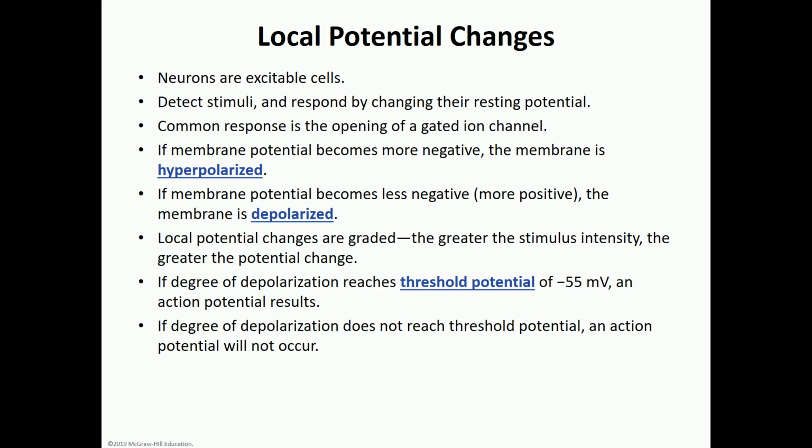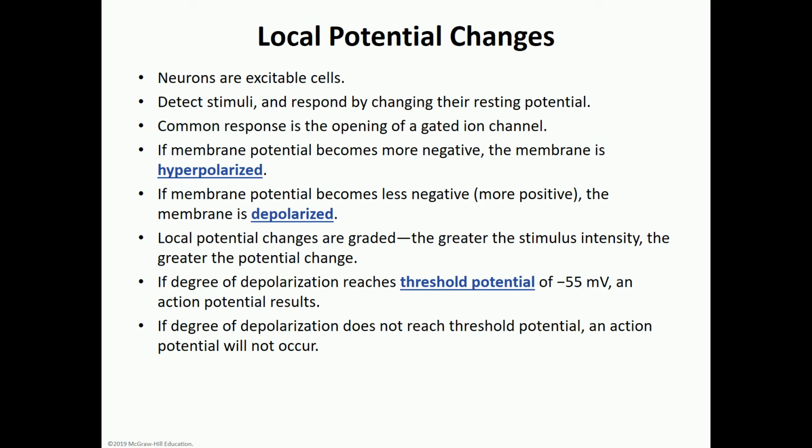Okay, now what is a local potential change? Neurons are excitable nerves, meaning that neurons are made to conduct electricity. So they do have the potential to make their own electricity. They can detect different changes, different stimuli, whether they're visual or auditory stimuli, and they can respond to that in the form of changing their resting membrane potential.